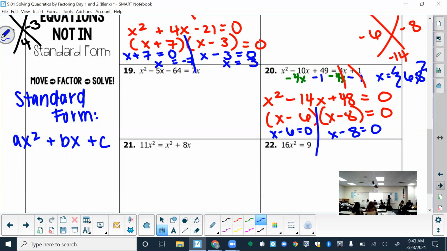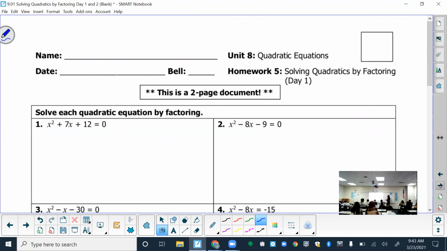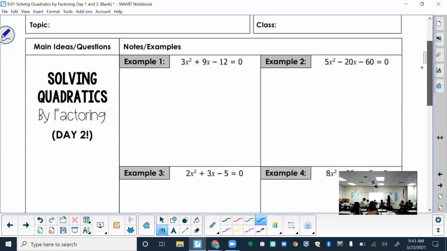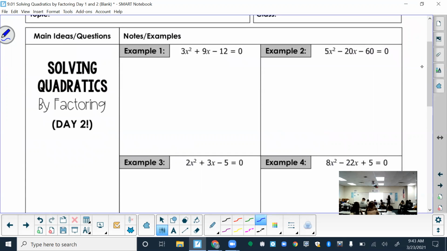Now we'll try some on day 2, and we'll just keep it short and sweet. There's really only 2 types of problems on day 2 that you'll see. So for the day 2 notes, it looks like this. We're looking at quadratics where the leading coefficient is not 1. So like this one's in standard form and everything, but we can't just jump into the diamond method because the leading coefficient is not 1. So what are some other methods that I can use when the leading coefficient isn't 1? There's 2 of them.